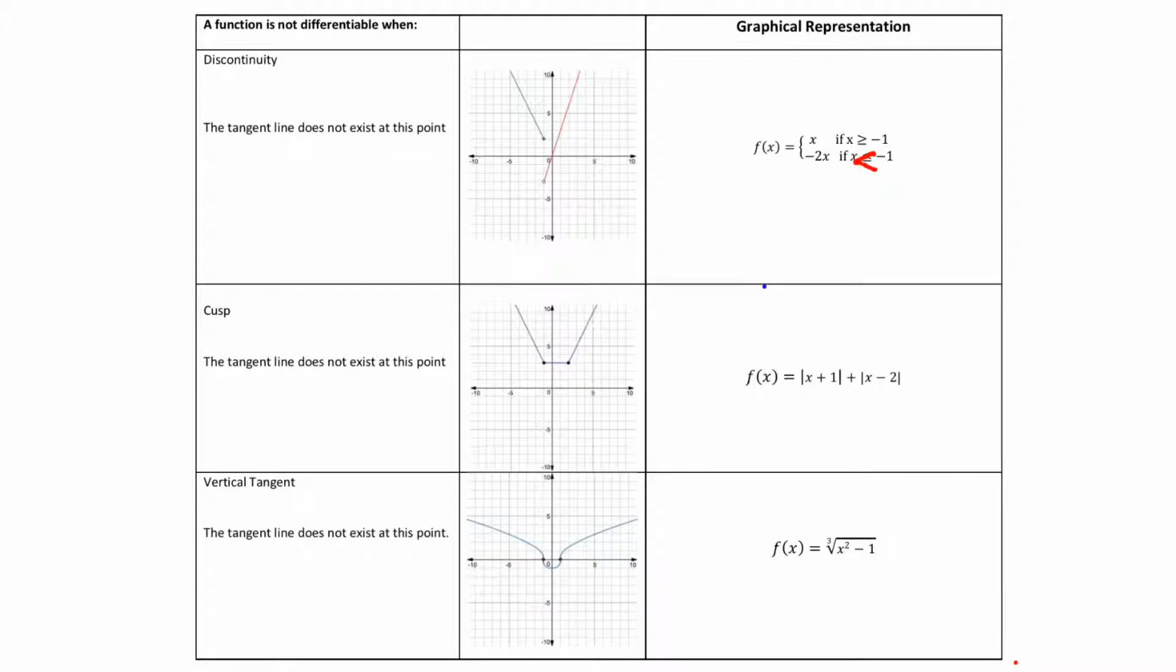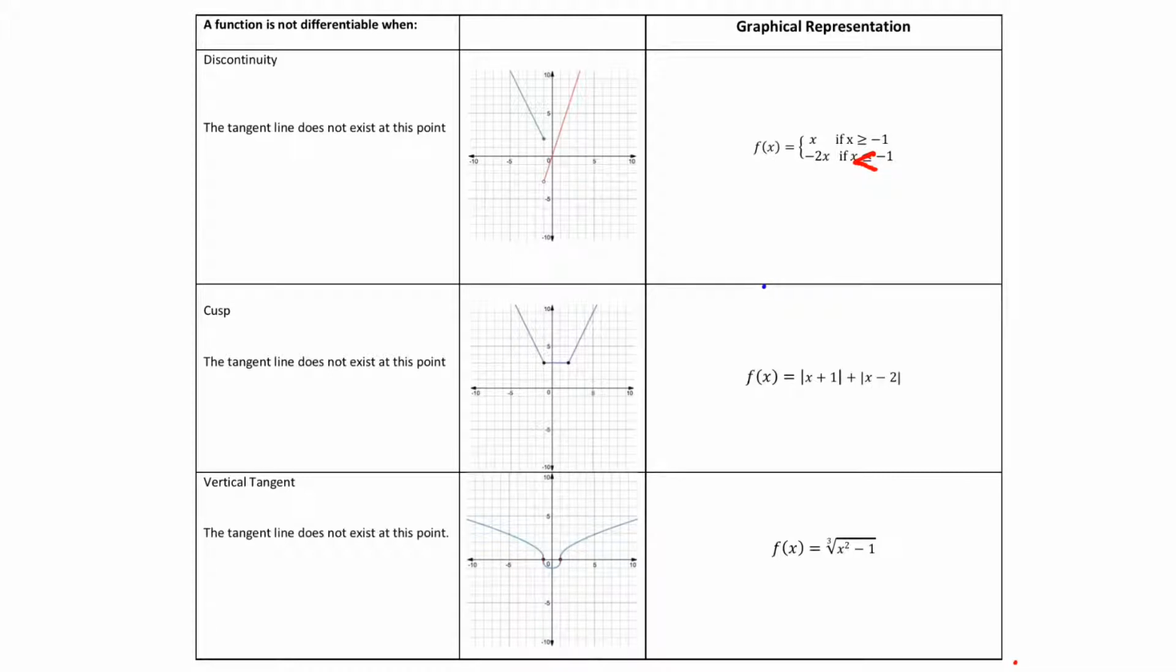f of x equals the cube root of x^2 minus 1. At x equals 1 or x equals -1, the tangent line to the graph of the function is vertical. Therefore, the derivative at those points does not exist.